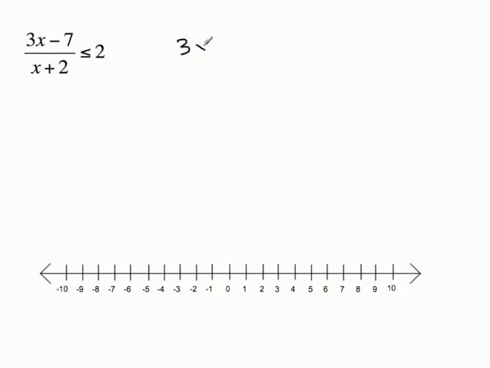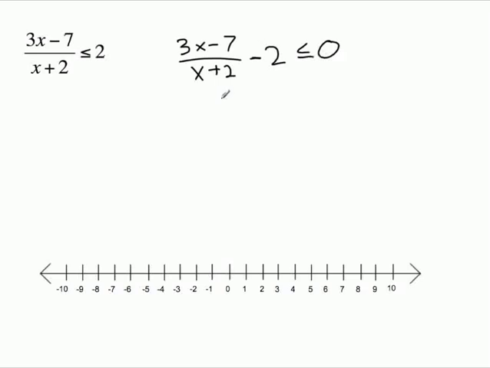So you get (3x minus 7) over (x plus 2) minus 2 is less than or equal to 0. Now I can use the zero product property, but the problem is right here, this negative sign is making it so I can't use the zero product property, because zero product property only works with things that are getting multiplied together. With the negative there, we can't use it.